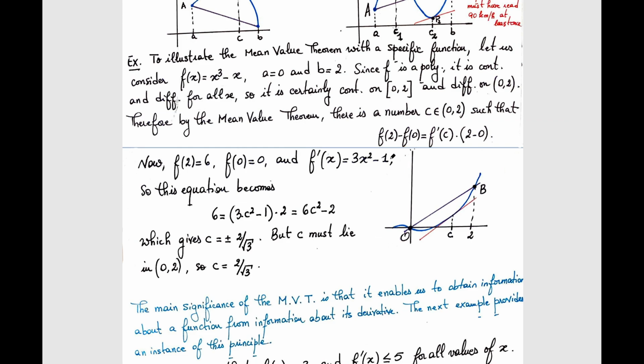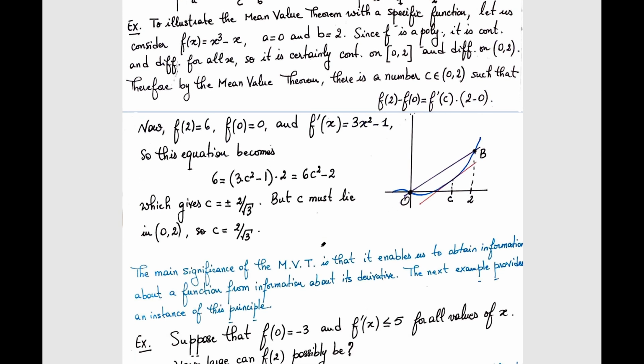And if you go to Desmos and graph this function, at this number c, that's the tangent line that's going to be parallel to this secant line joining the origin, 0, 0, and 2, 6. Okay.